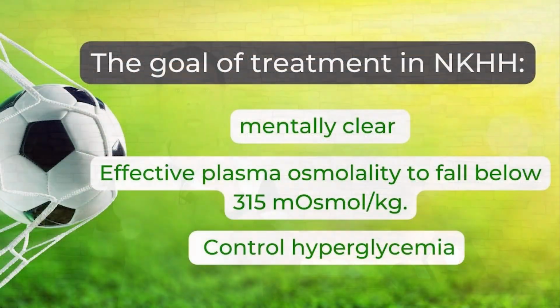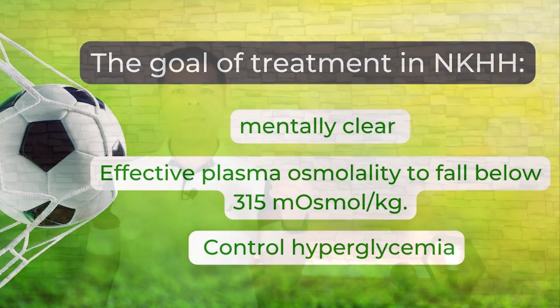On the other hand, the goal of treatment in non-ketotic hyperosmolar hyperglycemia is for patients to become mentally clear and for the effective plasma osmolality to fall below 315 mOsm/kg. In non-ketotic hyperosmolar hyperglycemia, it is usually more than 320. And to control, of course, hyperglycemia. Now, mentally clear is not always feasible, especially if the patient is intubated on mechanical ventilation or had a catastrophic intracranial event. But what's the effective plasma osmolality?